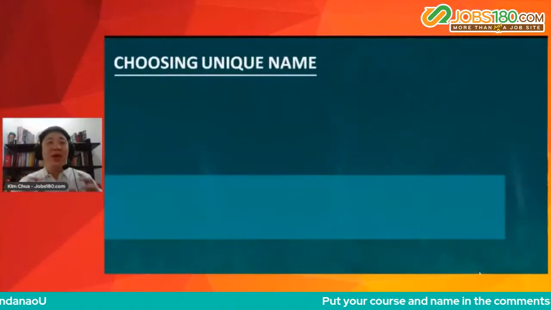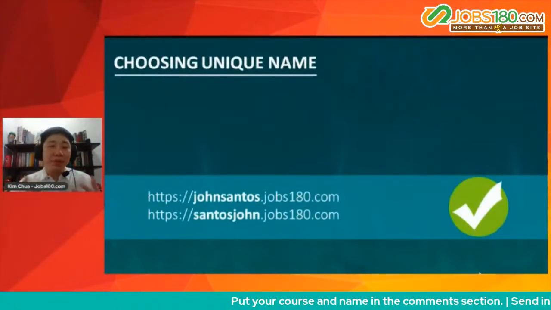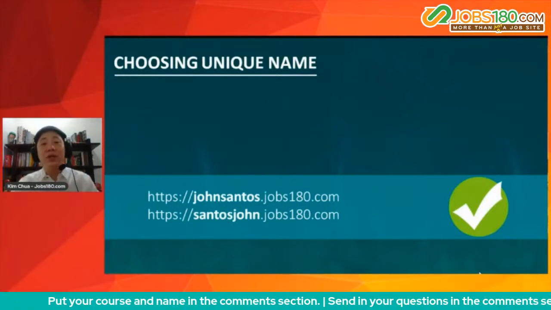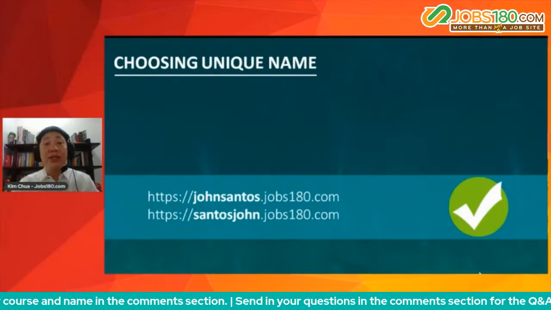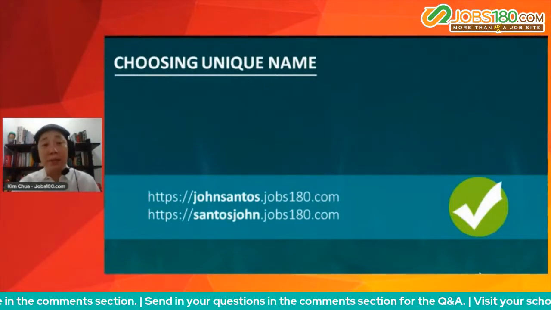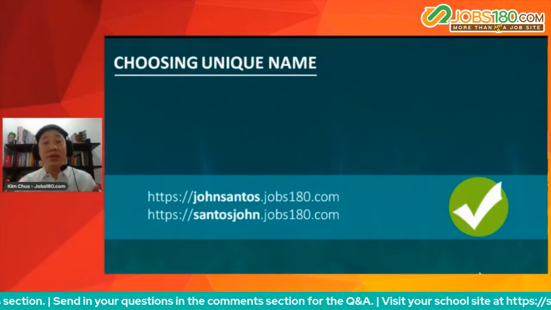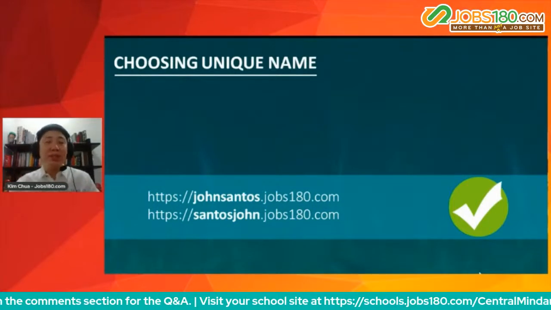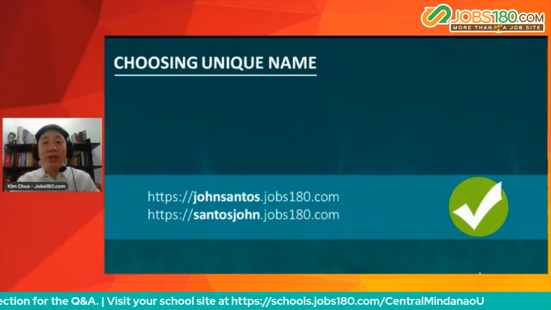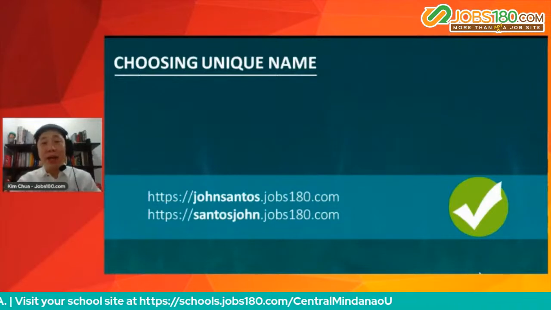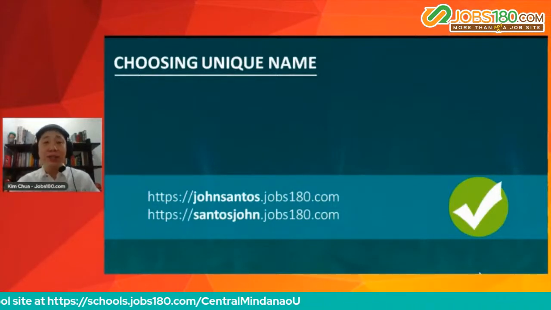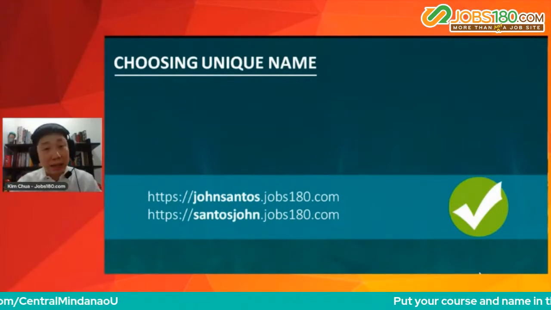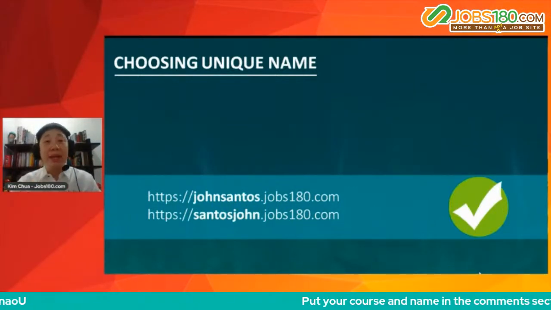Okay? So, as you now do your information, as you put those information in, the first thing that you have to do when you fill out those information is to create your unique name. And dyan nakabase ang resume link sa unique name nyo. Now, what is a unique name? Well, pretty much your name is your unique name. Halimbawa, sabi ko nga kanina, kung pangalan mo John Santos, then pwede na siya maging johnsantos.jobs180.com.